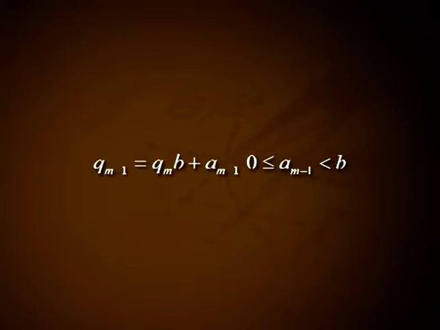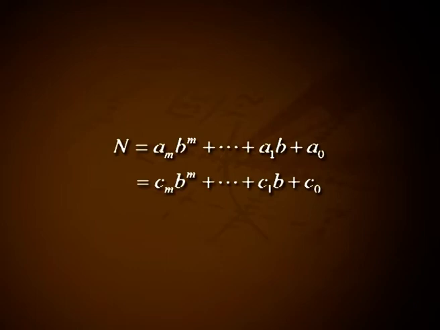This process must eventually terminate, say at the (m-1)th stage, where q_{m-1} = q_m b + a_{m-1}, 0 ≤ a_{m-1} < b, and 0 ≤ q_m < b. Setting a_m = q_m, we obtain the representation n = a_m b^m + a_{m-1} b^{m-1} + etc. + a_1 b + a_0. It remains to prove the uniqueness.